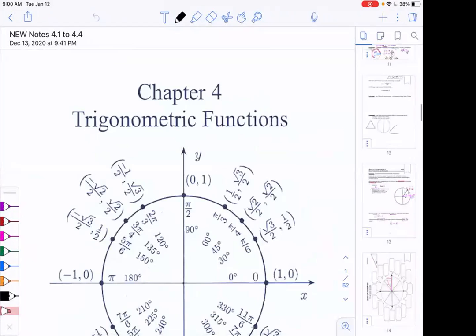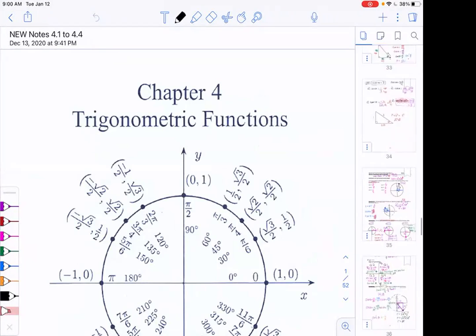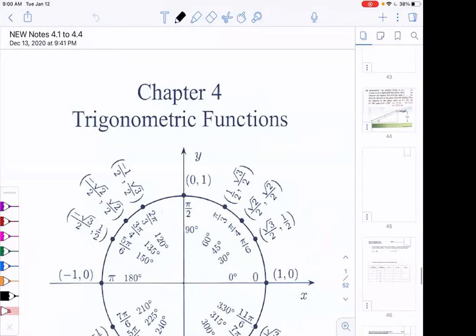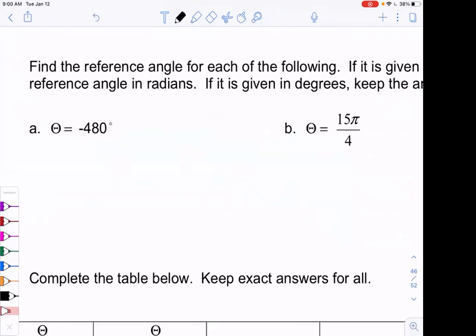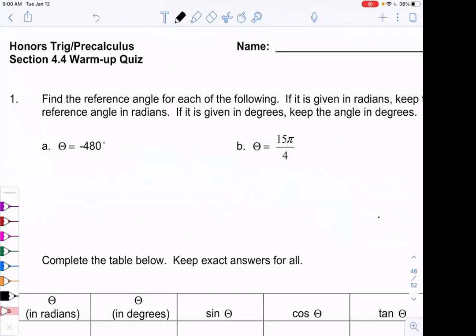So this is a little review of what we were working on yesterday with reference angles. Again, add an extra slide in the notes packet, or write them on a piece of paper, just to review a reference angle. Find the reference angle for each of the following. If it's given in radians, keep it in radians. If it's given in degrees, keep it in degrees. And that's how your test will be on Thursday. However the angle is given, your answer should replicate the measurement of the angle, whether it's measured in degrees or in radians.